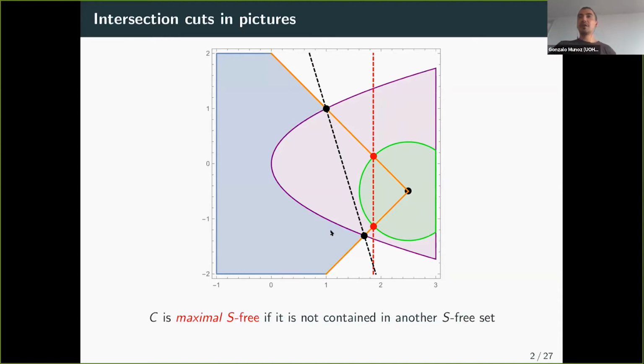So we define the notion of maximality in the inclusion-wise sense. We're going to say that a set C is maximal S-free if it's not contained in any other S-free set. Okay, so that's the definition to keep in mind.